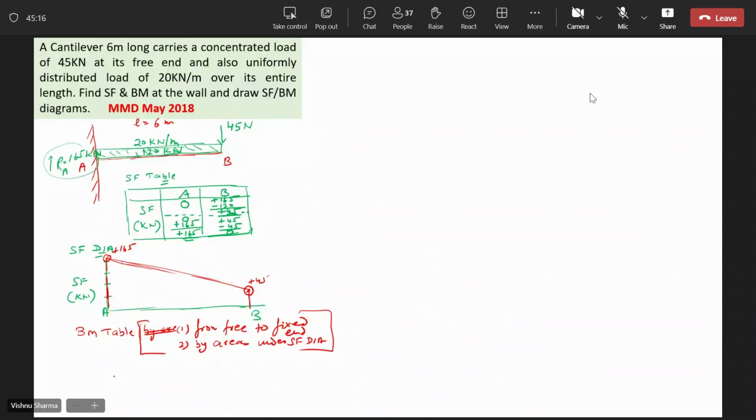Which end is free end in this, A or B, guys? B. So I'll make the BM diagram from free to fixed, from B to A, and my BM will be in kilonewton meter. Now cover your thing to the right. Now when I'm coming from B to A, am I coming from right to left or left to right? Right to left. So cover is to the right of B.